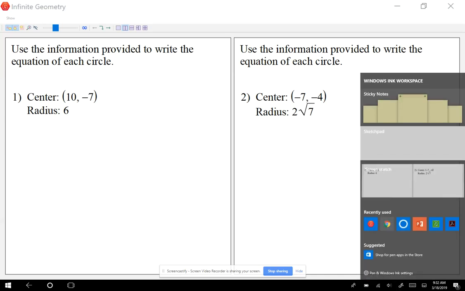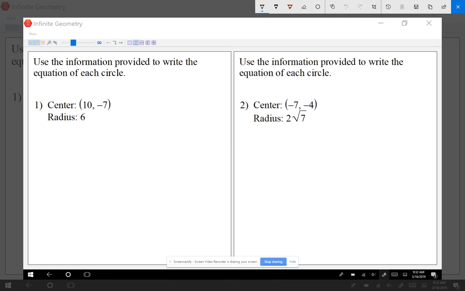So to begin with, I'm going to ask you guys to give me an equation of a circle. I'm going to give you the center and the radius, and I'm going to ask you to, with the given information, write the equation of the circle. My x value is 10, so I'm just going to write x minus 10 squared.